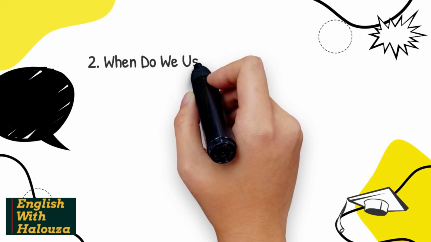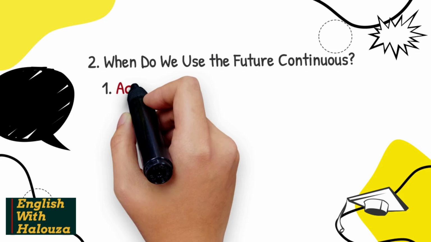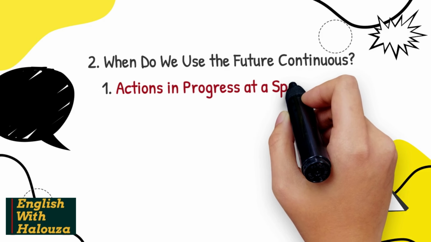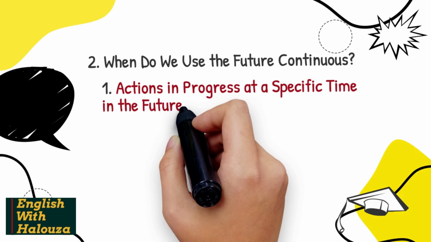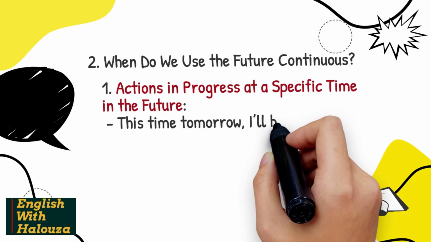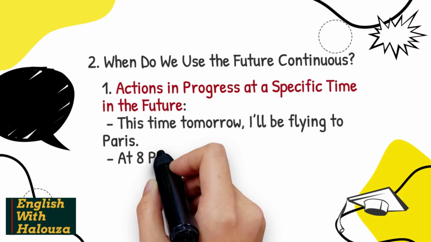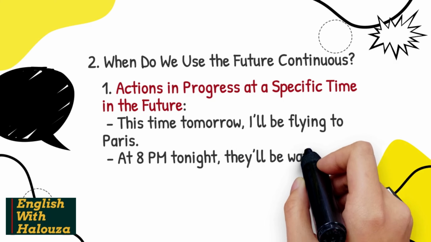The future continuous is used for: 1. Actions in progress at a specific time in the future. For example, this time tomorrow, I'll be flying to Paris. At 8 p.m. tonight, they'll be watching a movie.